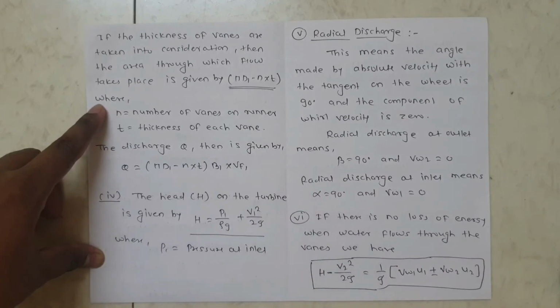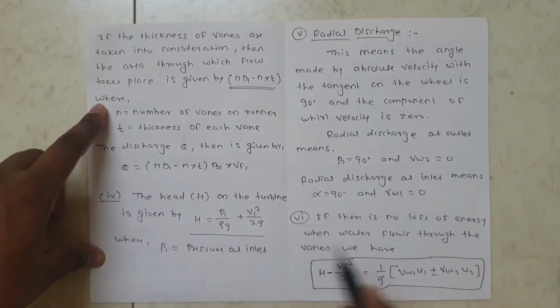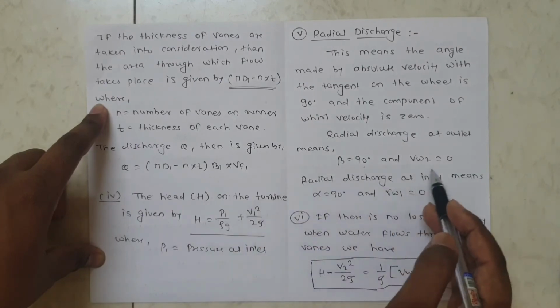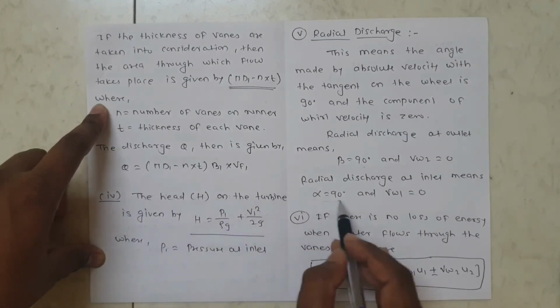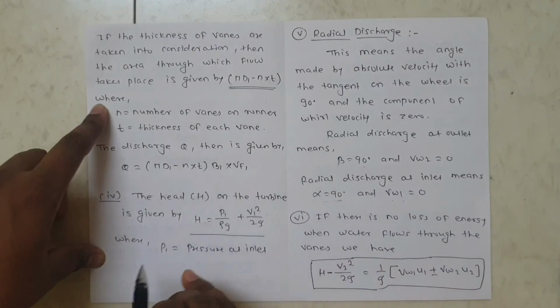Fifth is the radial discharge. This means the angle made by the absolute velocity with the tangent of the wheel is 90 degrees, that is beta is equal to 90 degrees, and the component of whirl velocity is 0. When beta is equal to 90 degrees, the whirl velocity is equal to 0, and the absolute velocity makes a 90 degree angle with the tangent of the wheel. We already saw this in the Pelton wheel also. For radial discharge at outlet, beta is equal to 90 degrees and Vw2 is equal to 0. For radial discharge at inlet, alpha is equal to 90 degrees and Vw1 is equal to 0.